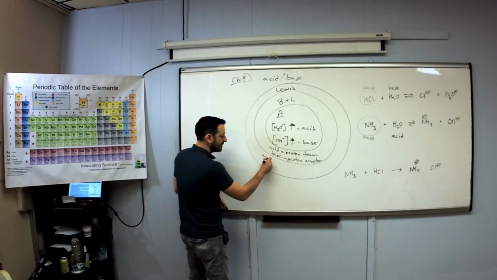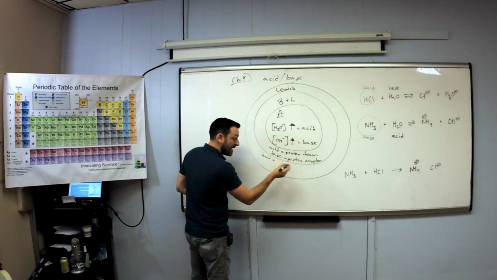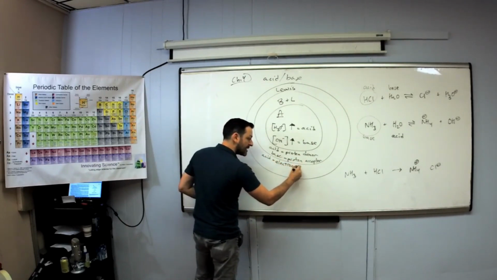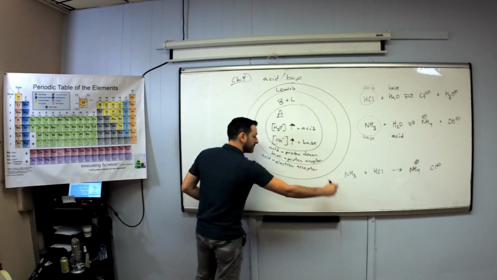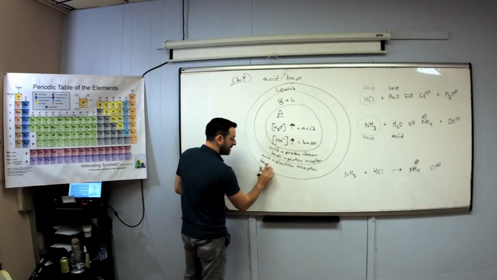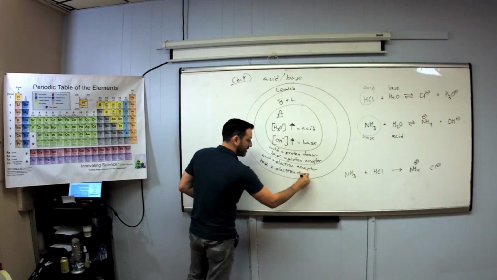An acid is not a proton, not a positive giver, but the opposite: an electron taker, an electron acceptor. And a base is an electron donor.